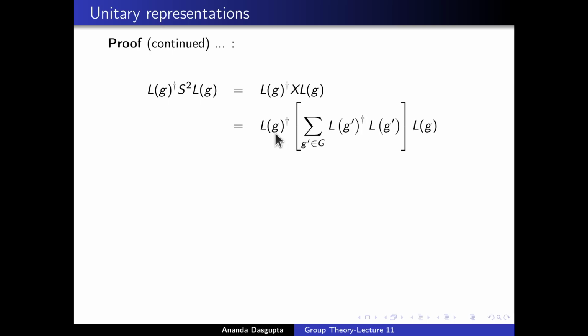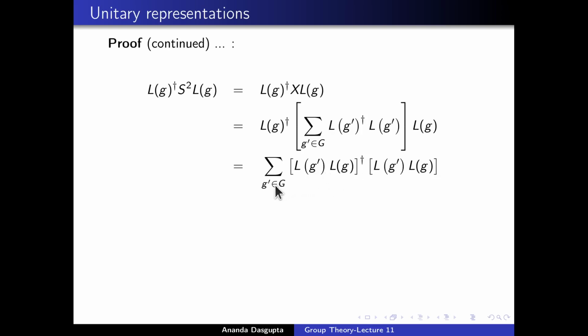G is a specific group element here, which is why the summation index has to be changed to G prime. But now what you can always do is bring in the L_g dagger from the left inside the sum and bring the L_g from the right inside the sum. And that will give you L_g dagger L_g′ dagger times L_g′ L_g. But note that L_g dagger L_g′ dagger is actually (L_g′ L_g) dagger.